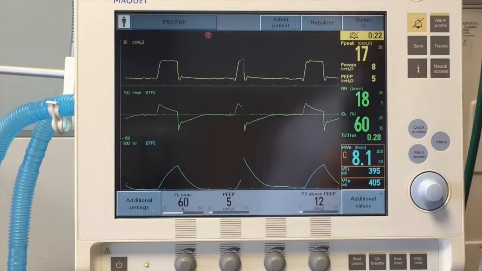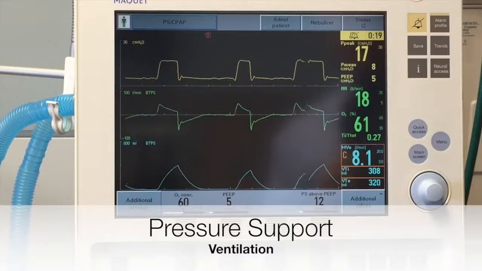Here we have a patient on pressure support ventilation during a spontaneous breathing trial.